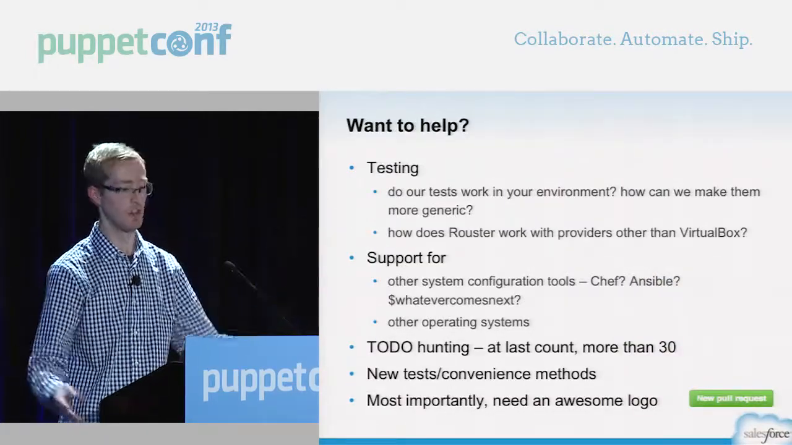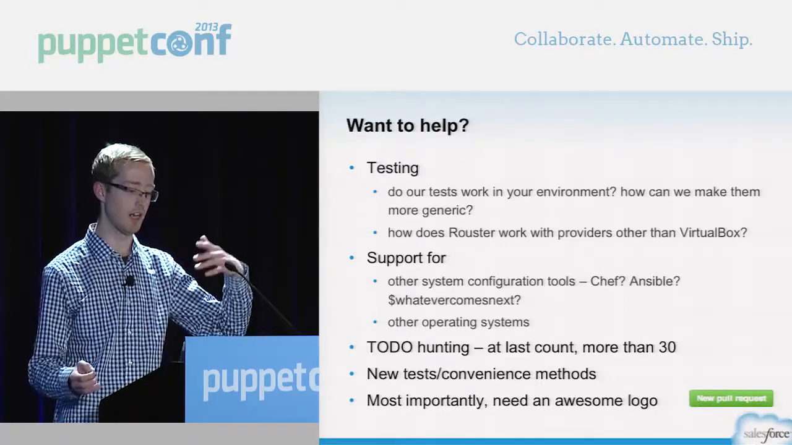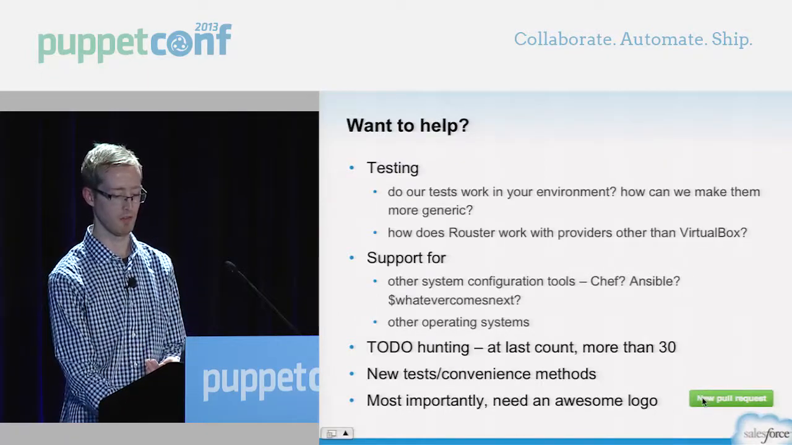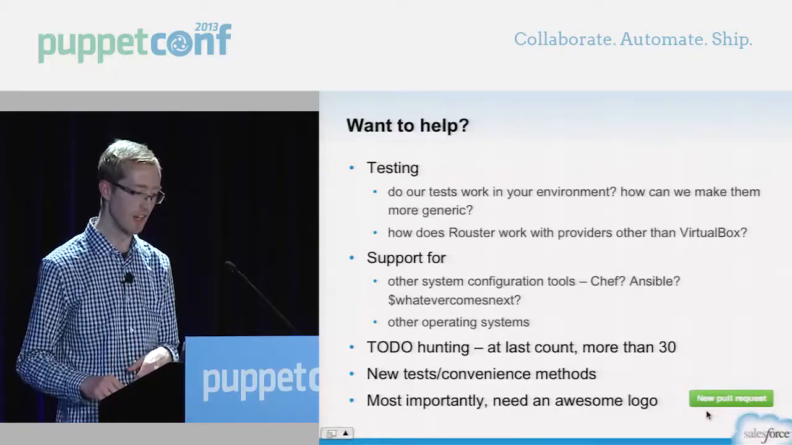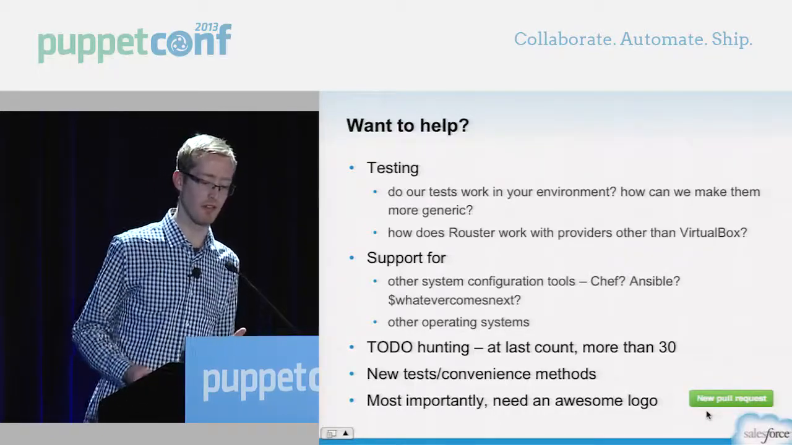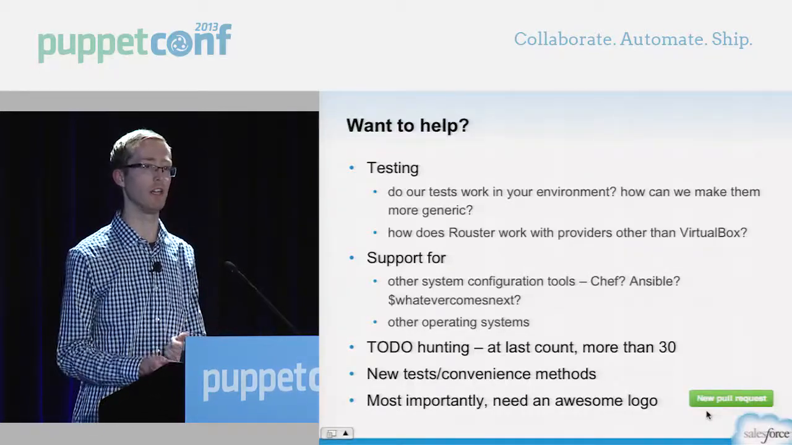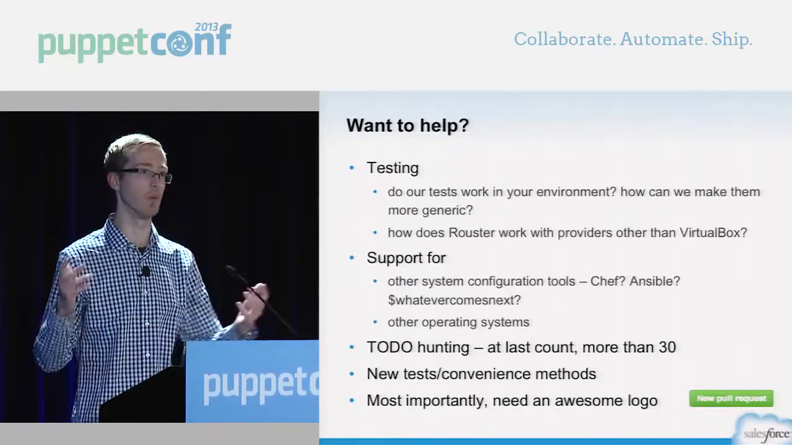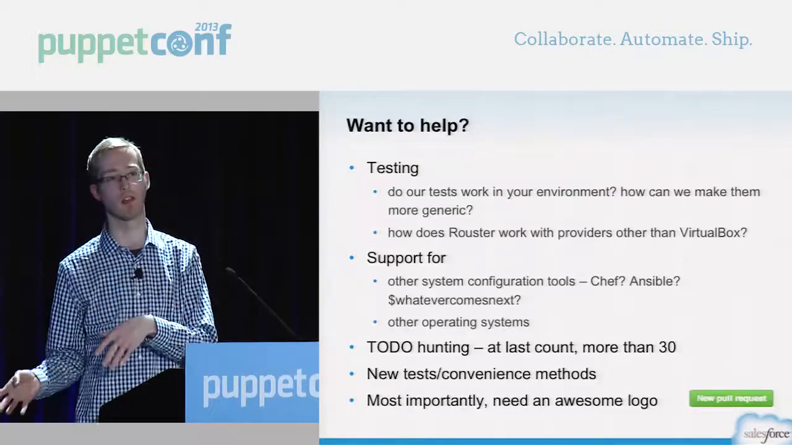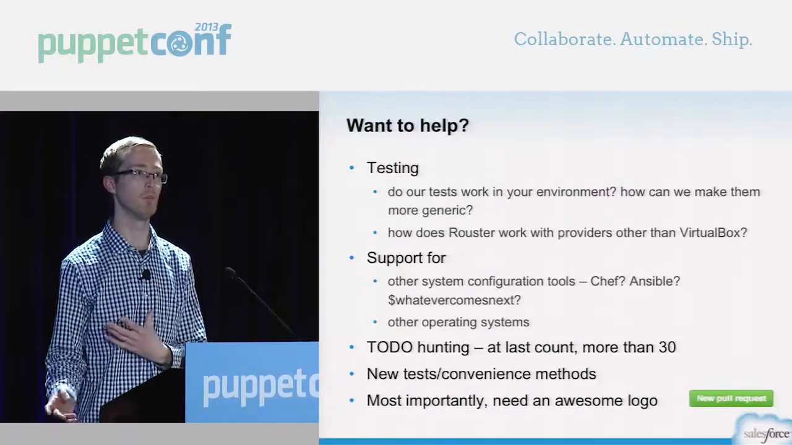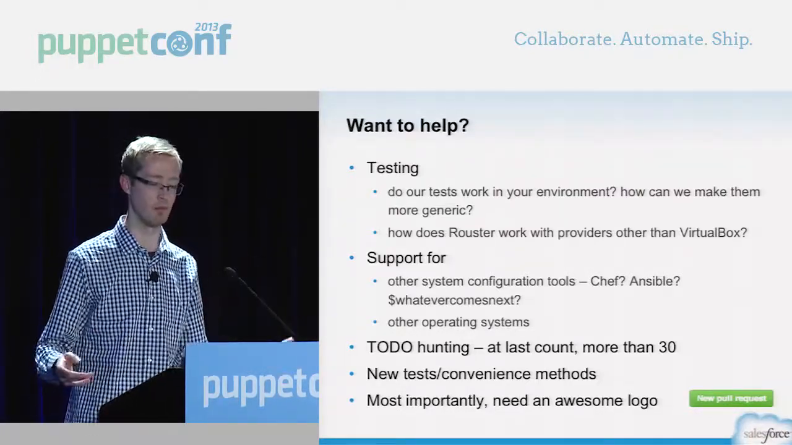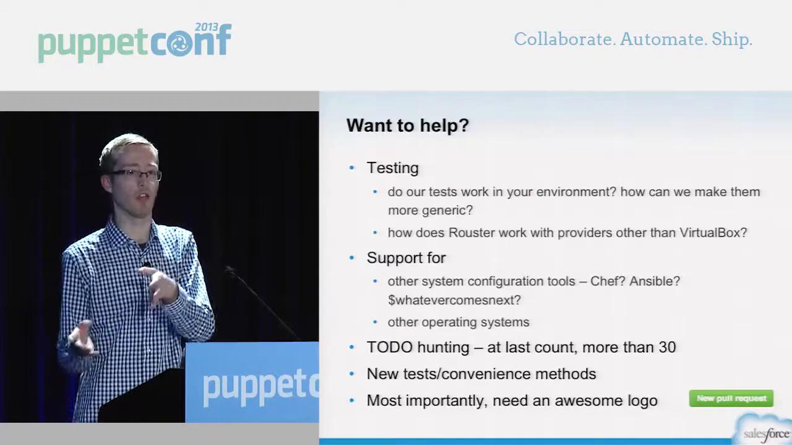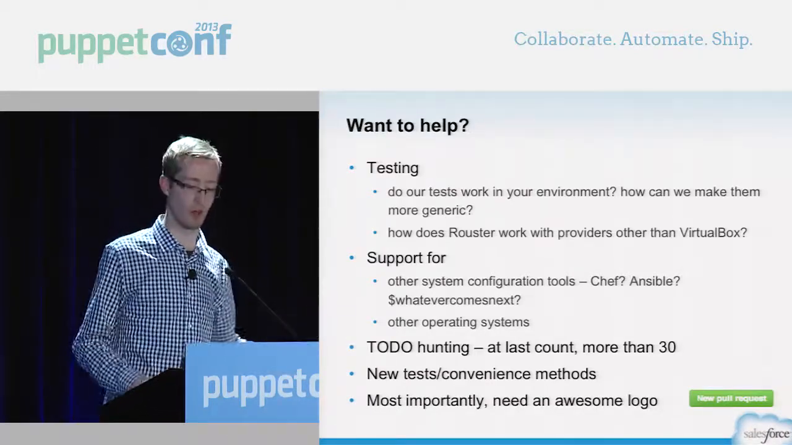So you want to help. Here's some ways that you can help besides, well, a new pull request. That's basically the way that you help. But we also need help with testing. Do our tests work in your environment? The answer is no, they probably don't. They're not super specific to our environments, aside from maybe the names of the VMs. But I don't work for your company, so I can't tell that they work in your environment.